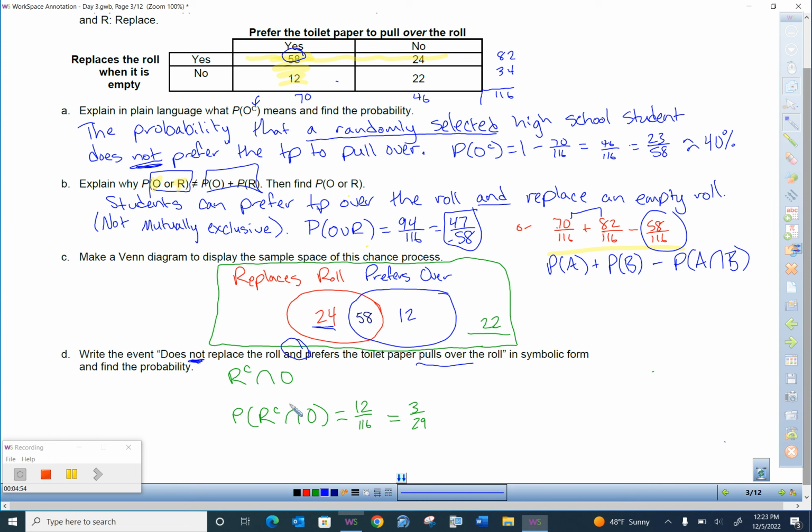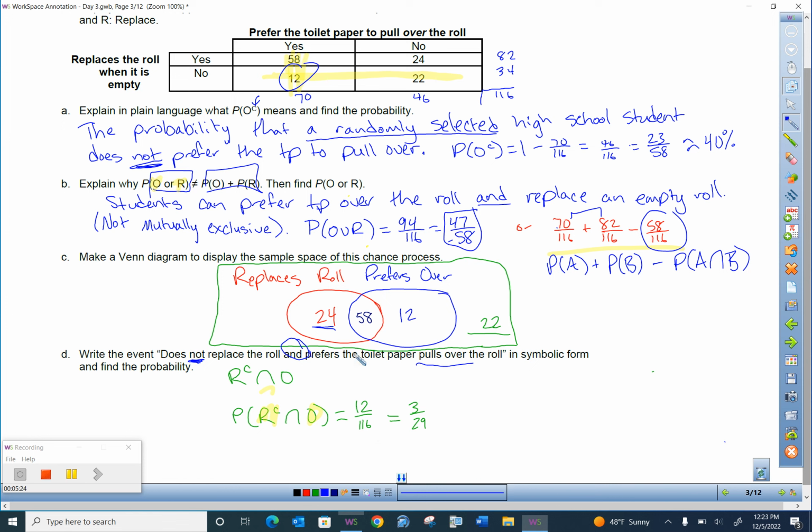So same way we did the other one, I'm going to recommend you just look at your table. Okay, so if we're looking at our table here, our complement means we're not replacing. So when we look at the replacing, we're saying no, so we're right here. And then from those ones, we want also to be preferring over, so that's these ones. The difference here is this is an intersection, and so we're only looking for the overlap, and that's that number 12 out of the total.